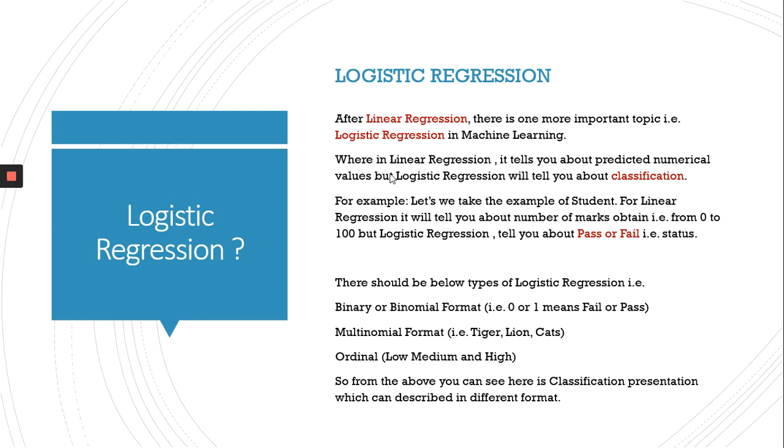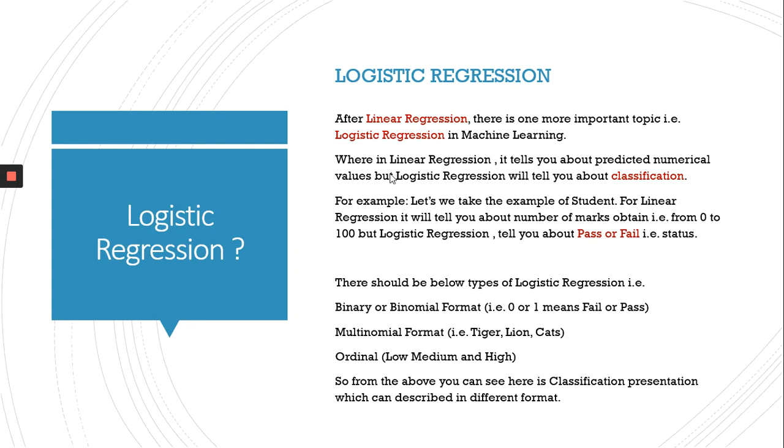classification. For example, linear regression will tell you a numerical value like 0 to 1 or 200 to 200, like this. But in the case of logistic regression, it will tell you about the status. For example, if we take a student, linear regression will tell about the marks, like how much the marks are from 0 to 100. And logistic regression will tell about the status, that is, the result of any student, like pass or fail.